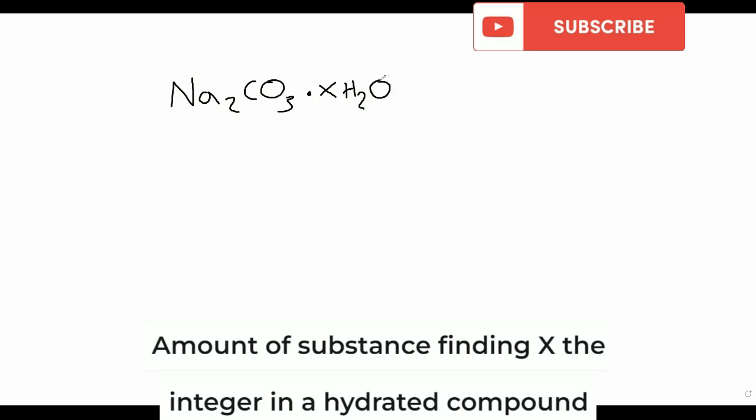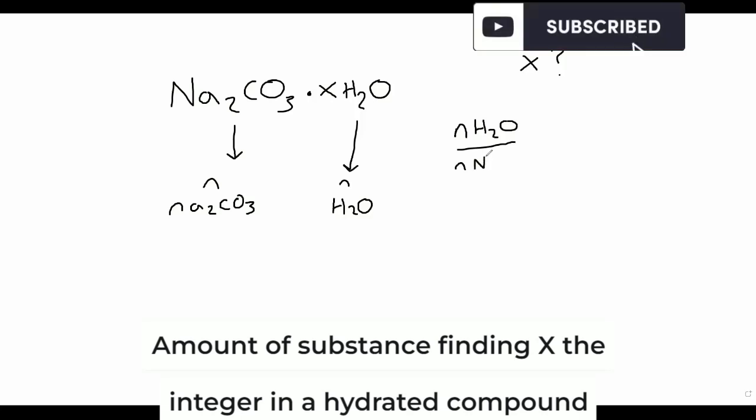So here we have our hydrated sodium carbonate, and essentially you need to find out X. Once you know the core principles of this, you'll be able to handle all of these questions. You look at the sodium carbonate, the bit before the dot, and find the moles of that. Then look at the water, the H2O, and find the moles of that. Then divide the moles of the water by the moles of the substance before the dot, and you will have X. You round it to the nearest whole number because it has to be an integer.